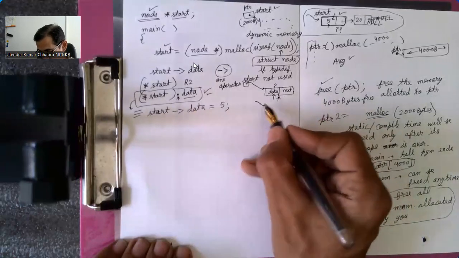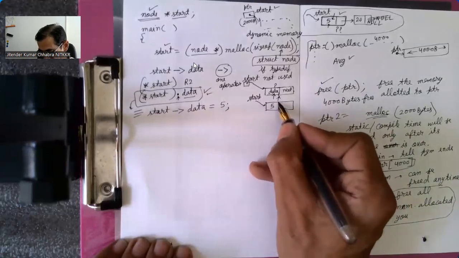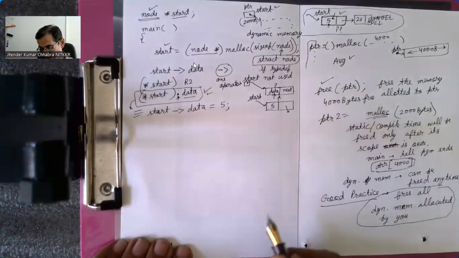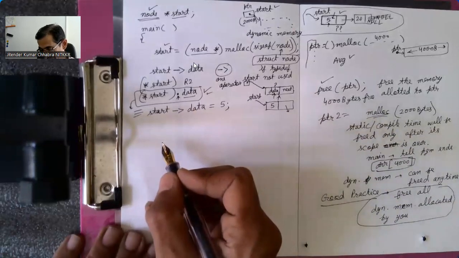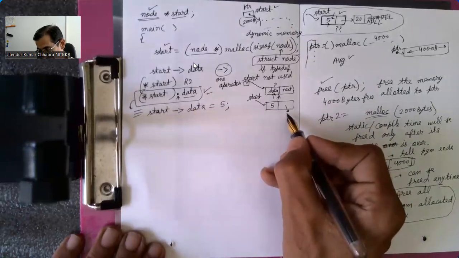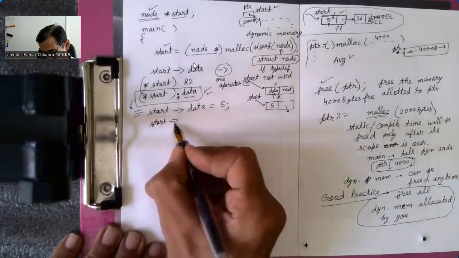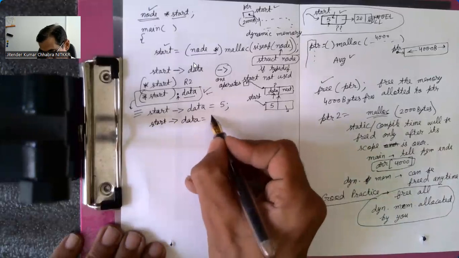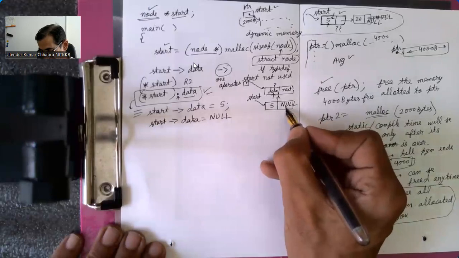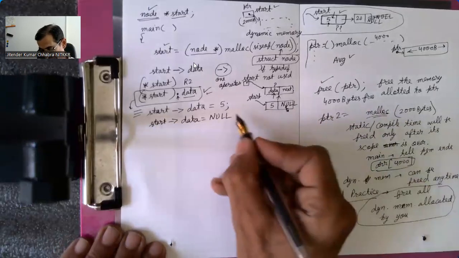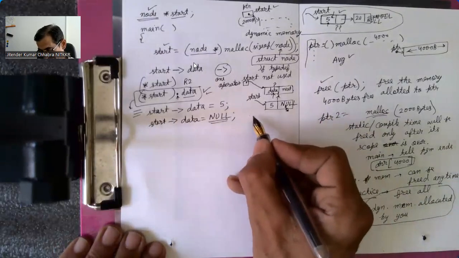This means now start is pointing here. This field has got 5, and this is some garbage data, some garbage address. So this statement has done this. Now I can assign null here if I want. If I write start arrow next equal to null, it will mean null gets stored here. Null means the address is null. It doesn't point anywhere. Null is a reserved word, capital N-U-L-L, in caps only.